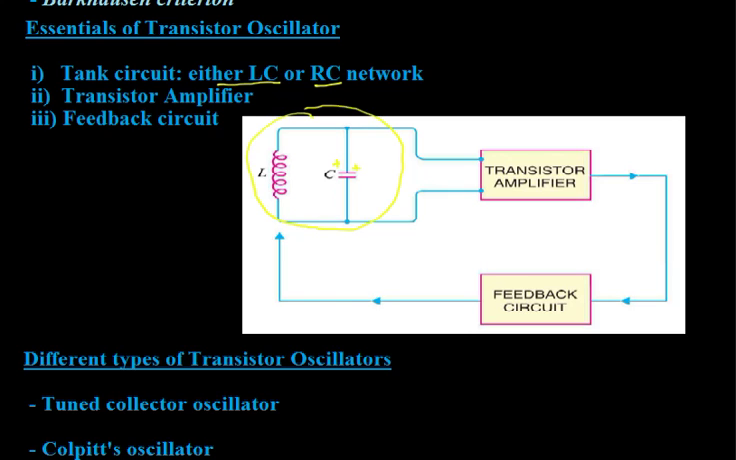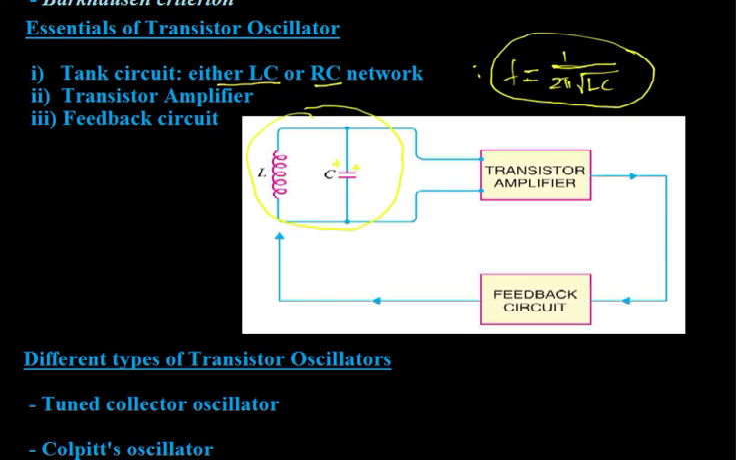And the frequency of oscillation, if it is an LC network, is F equal to 1 by 2 pi root LC. The frequency of oscillation of an RC network, we will discuss while discussing the phase shift oscillator, another type of oscillator. So just remember, for an LC circuit or a tank circuit containing inductor and capacitor, the frequency is given by this one, and these oscillations are given to the input terminal of the transistor amplifier.